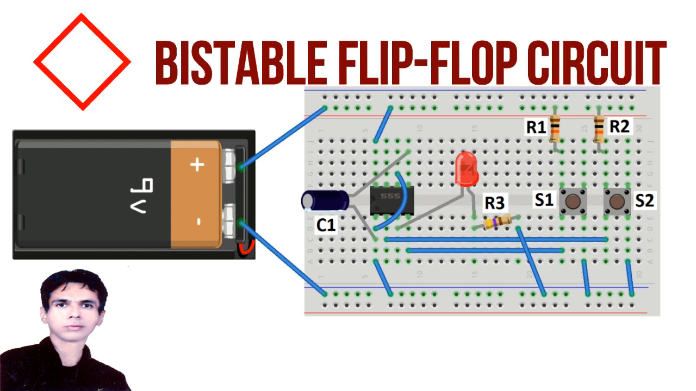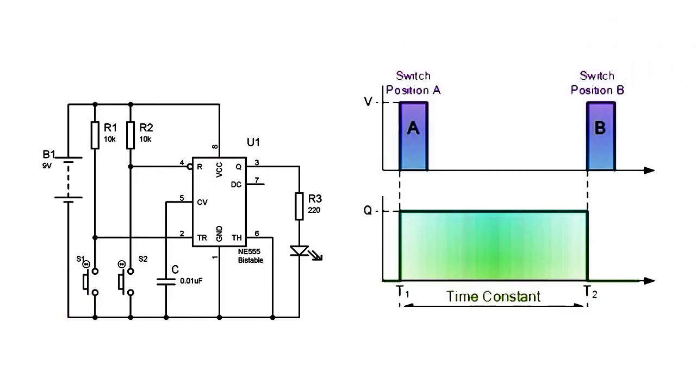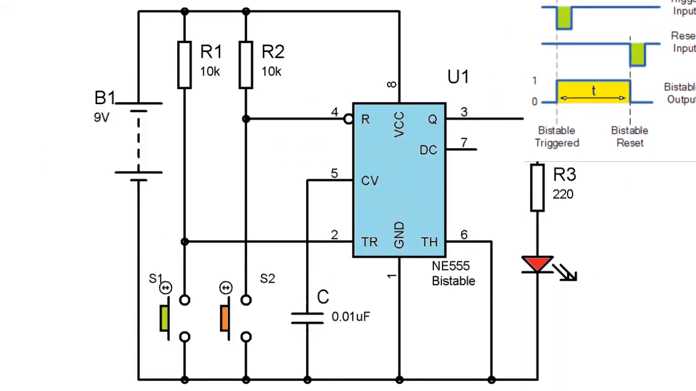Bistable flip-flop circuit. The switching of the output waveform is achieved by controlling the trigger and reset inputs of the 555 timer, which are held high by the two pull-up resistors, R1 and R2.